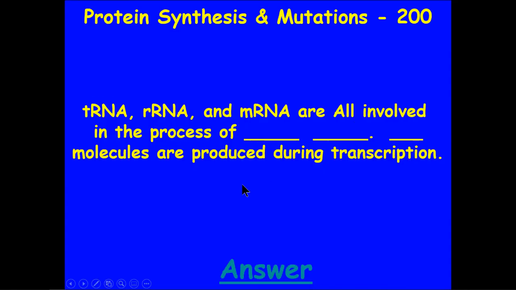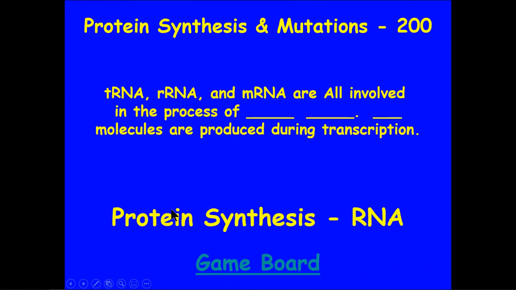Transfer RNA, ribosomal RNA, and messenger RNA are all involved in the process of blank blank. Blank molecules are produced during transcription. Answer coming in 5, 4, 3, 2, and 1. Okay, all three types of RNA are involved in protein synthesis, and RNA, specifically messenger RNA, or mRNA, as we lovingly call her, are produced during transcription.